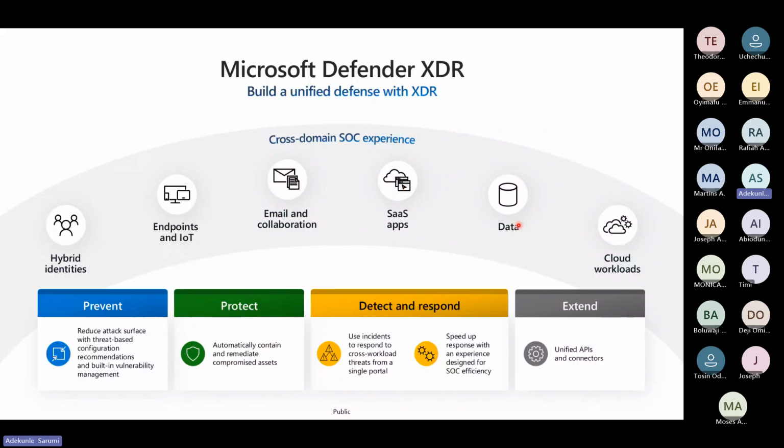So this extends to Purview. I know in previous sessions we've had discussions on Purview as well. This protection also extends to your data through Purview to protect your data on your devices based off the data loss prevention policies you've created or the information protection policies you may have in place, and also your cloud workloads. So your cloud workloads are also protected from a security operating center experience standpoint. So there are 4 domains, which is to prevent, to protect, detect and respond, and also to extend.